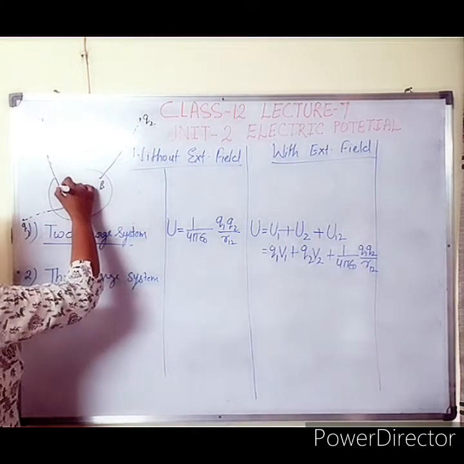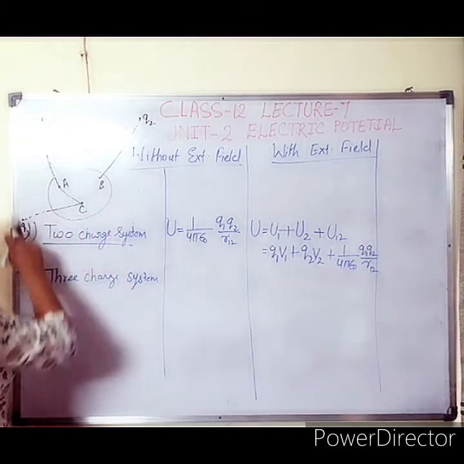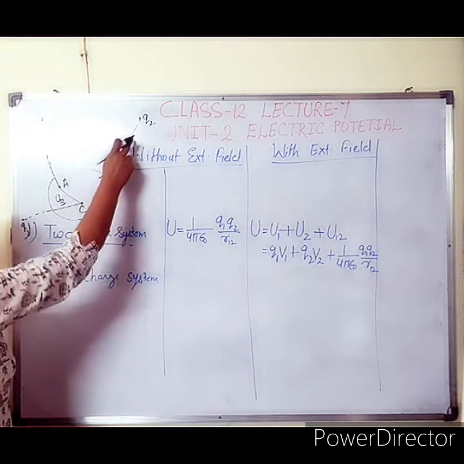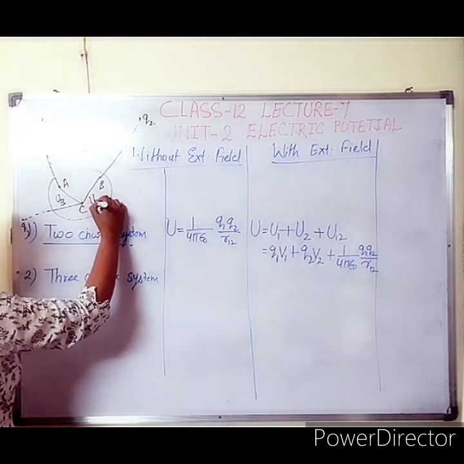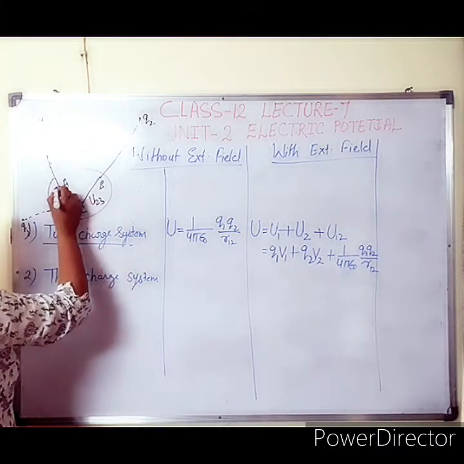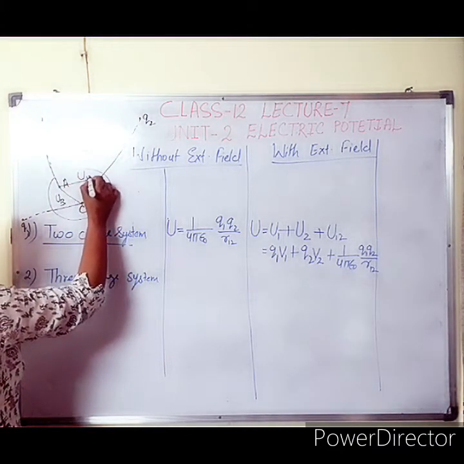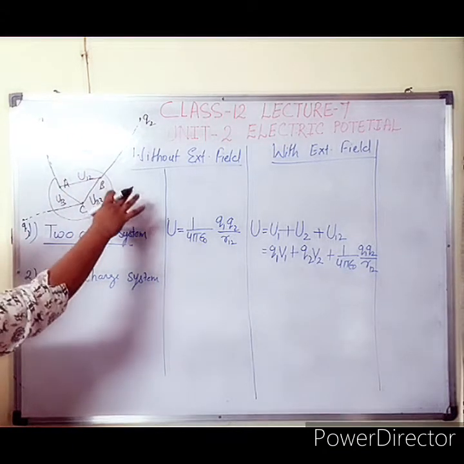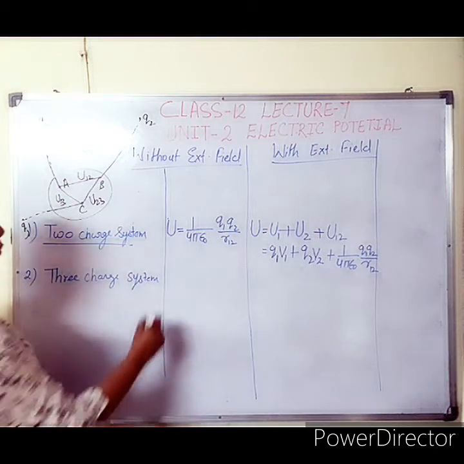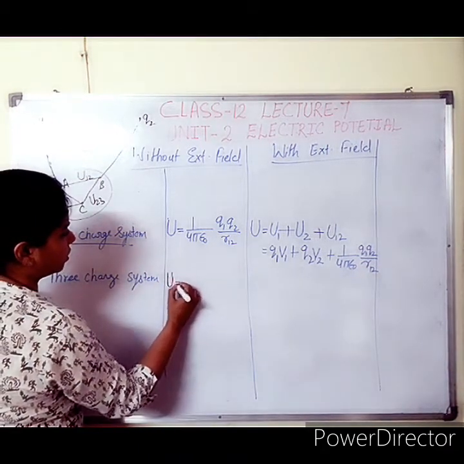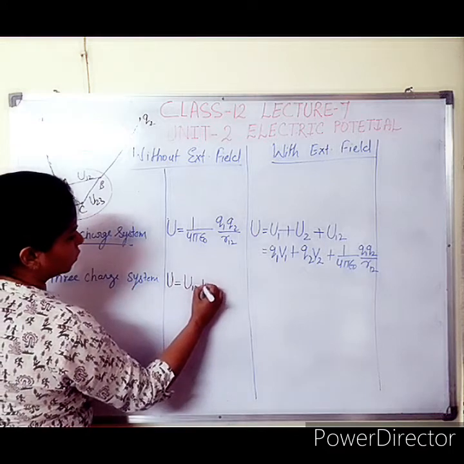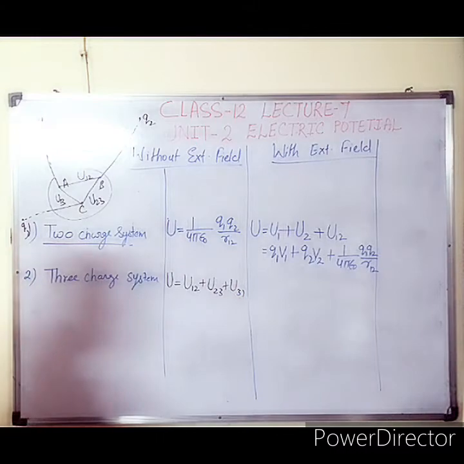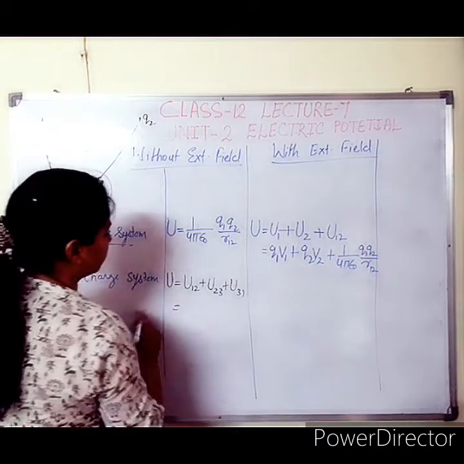So due to interaction, the potential energy between the Q1 and Q3 charges will be U13. Between Q3 and Q2 charges, U23. And between Q1 and Q2 charges, U12. So these will be the three potential energies without external field. There is no external field here. So the formula for potential energy should be U12 plus U23 plus U31. 31 or 13, both are the same thing. So you can write down the formula.